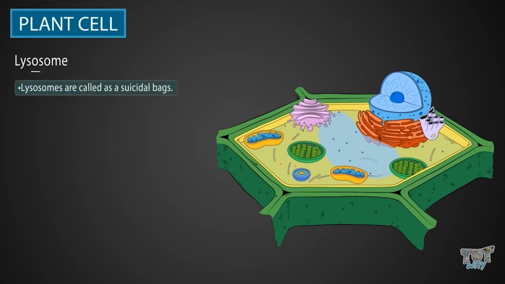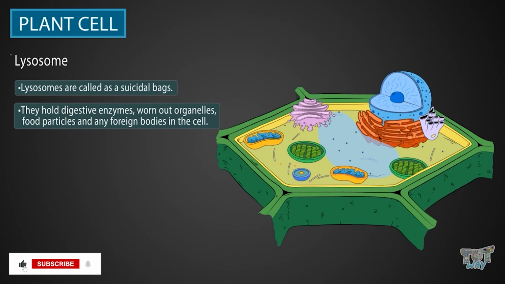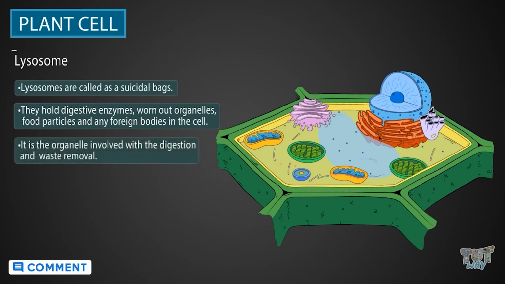Lysosomes are often called the suicidal bags. They digest excess or worn out organelles, food particles, and also engulf viruses or bacteria or any foreign bodies in the cell. So, it is the organelle involved in the digestion and waste removal.